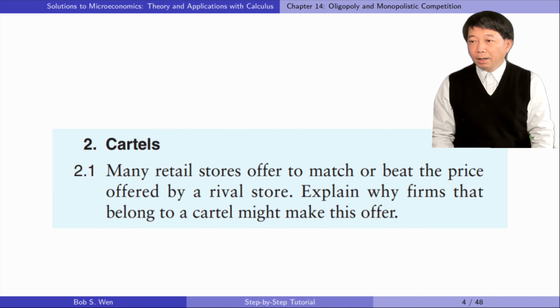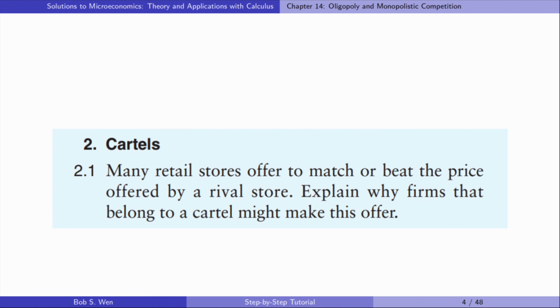Let's go to the second part of this chapter, the cartels. Let's solve exercise 2.1. Many retail stores offer to match or beat the price offered by a rival store. Explain why firms that belong to a cartel might make this offer.